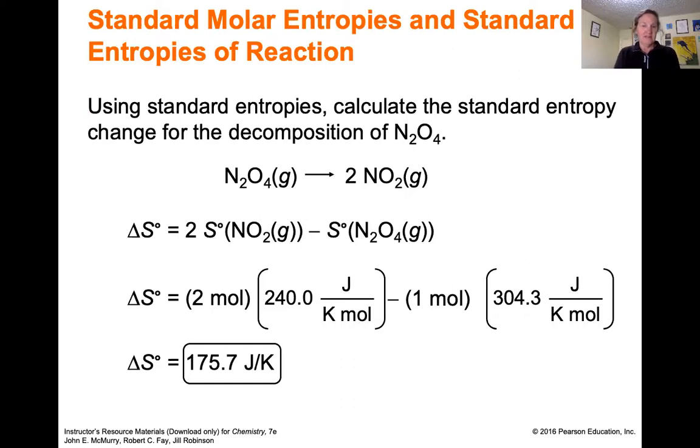This is just doing one of those problems, using this equation. So for the N2O4 going to 2NO2, we'd have to multiply 2 times the standard entropy of NO2 gas, and subtract from that the standard entropy of N2O4. So you just go to the table, get those values, and end up with 175.7 joules per K, which we could have predicted was positive because we're going from 1 mole of gas to 2.